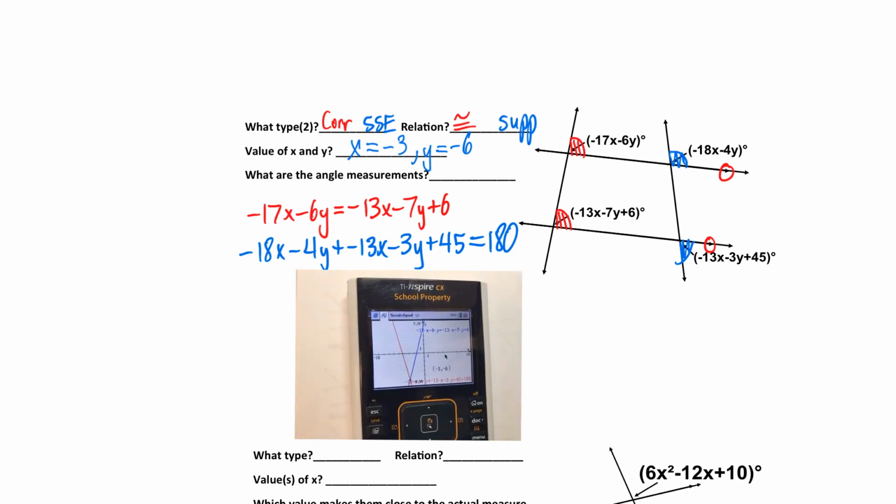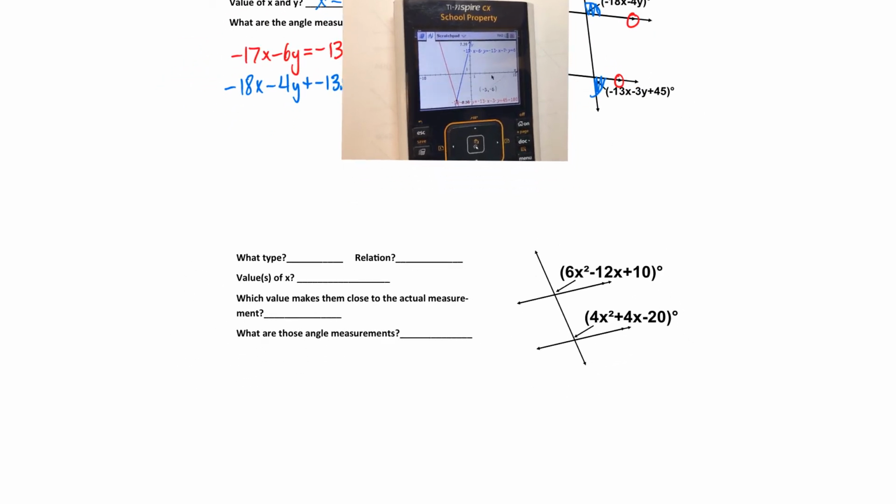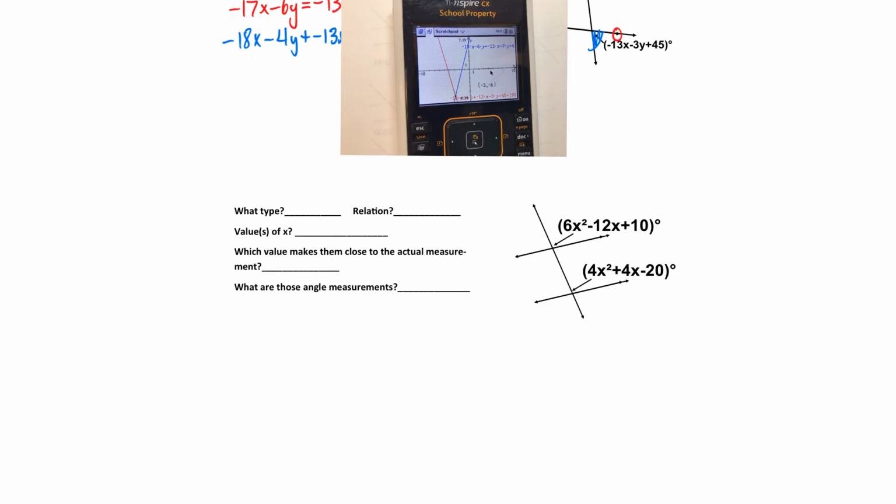Okay, so now let's look at this last one here. All right. So, what type of angle pair are those two right there? Okay, they're corresponding of parallel lines, so they are congruent. So what are we going to do here? Set them equal to each other. So I'm going to have 6x squared minus 12x plus 10 equal to 4x squared plus 4x minus 20.